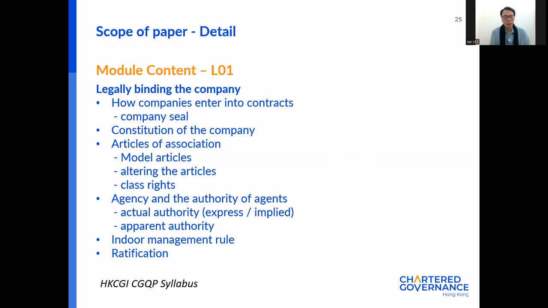So the company seal was used under company law a long time ago, but almost 10 years ago, in 2014, when we had the CAP 622, it was decided that the company seal is now optional. You do not need the physical seal to do the stamp, and even if the document requires sealing, you can just do it by words. This document is now sealed, so it's no longer a requirement.